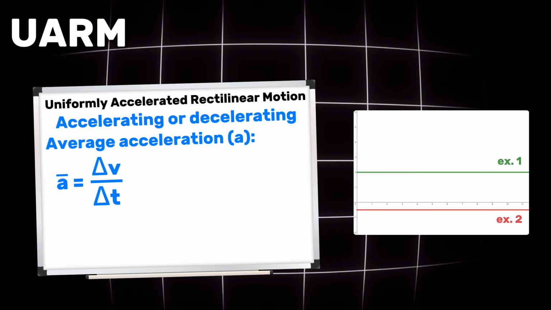So because it is a horizontal constant, we can say that the average acceleration is actually equal to the exact acceleration at any given point. The acceleration will always be one number.